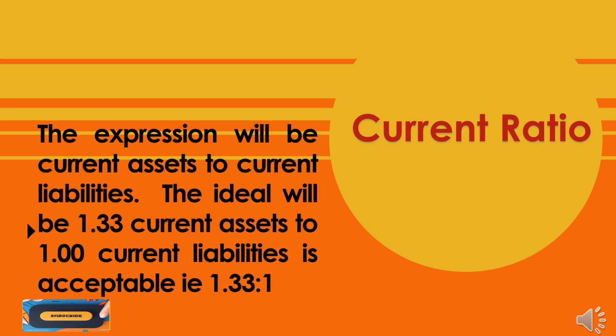The first one is current ratio. This is expressed in terms of times, current assets to current liabilities. Normally, it is treated as ideal that 2 to 1 is the best ratio. But in Indian conditions, the ideal ratio is 1.33 current assets to 1 current liabilities, and it is acceptable to banks also.